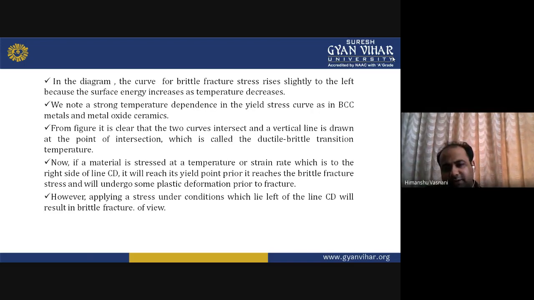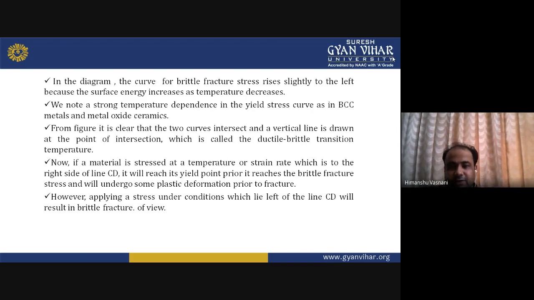Now, if a material is stressed at a temperature or strain rate to the right side of line CD, it will reach its yield point prior to reaching the brittle fracture stress. Okay, it will undergo some plastic deformation prior to fracture. So here, plastic deformation will happen before fracture. Now, however, applying a stress again under conditions which lie left of the line CD.